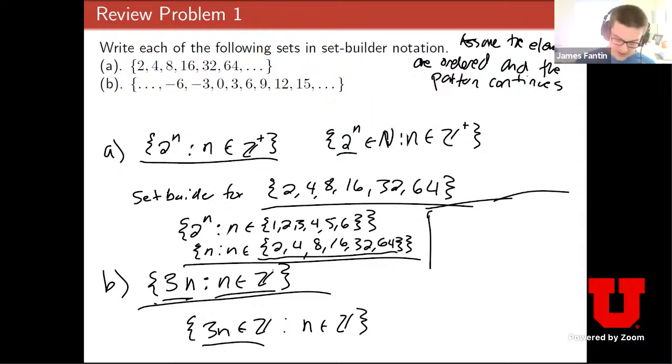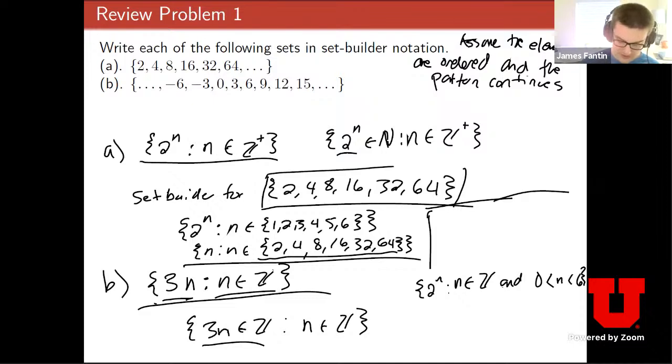Another way we could rewrite this is the set of all 2n, where n is an integer and n is greater than 0 and less than 6. That would also be a valid way. So there are lots of ways to do this. And maybe this problem with these finite sets would be a little bit less ill-conditioned.